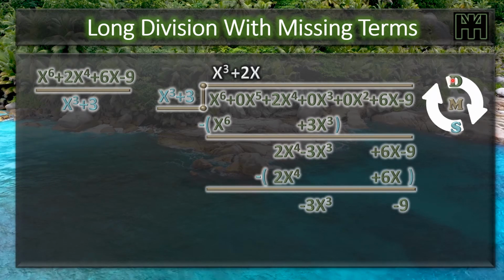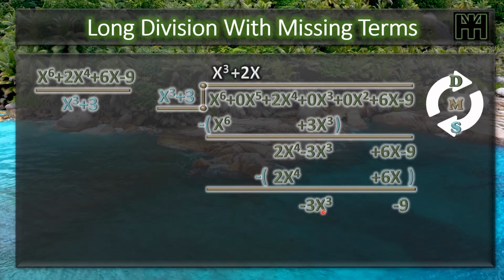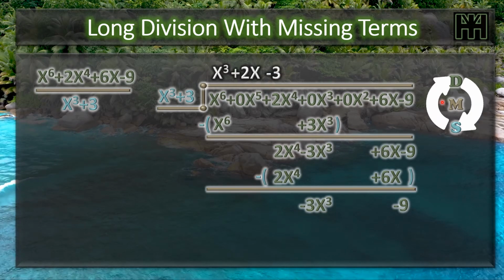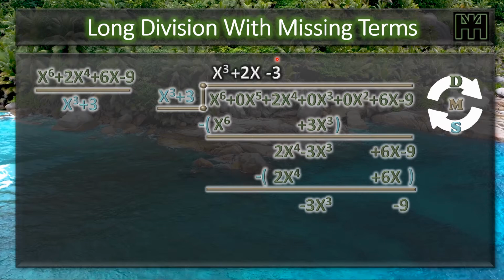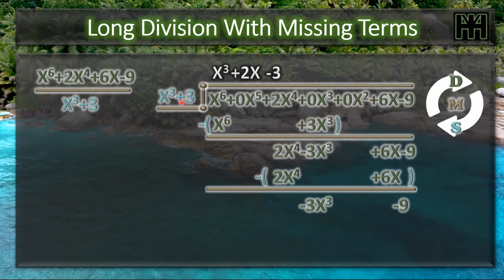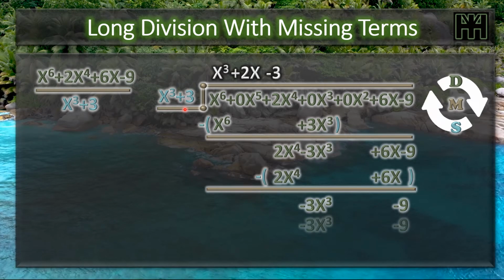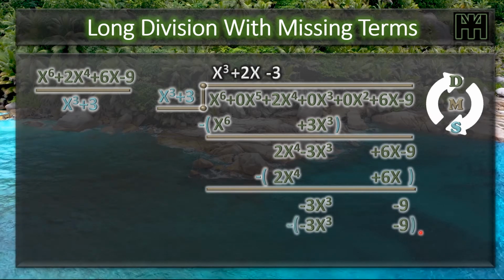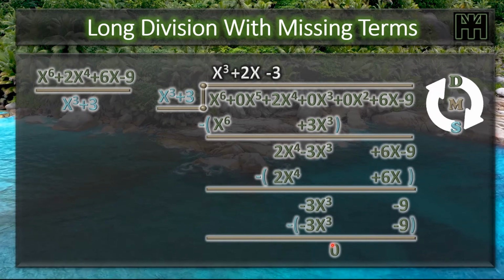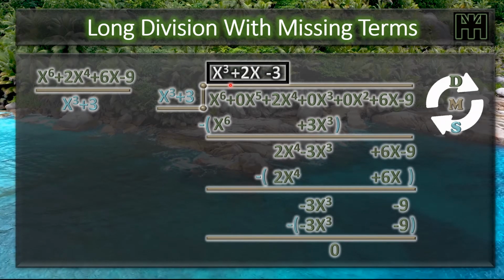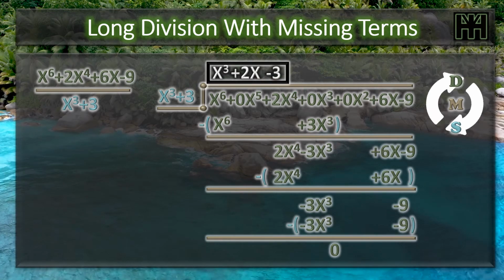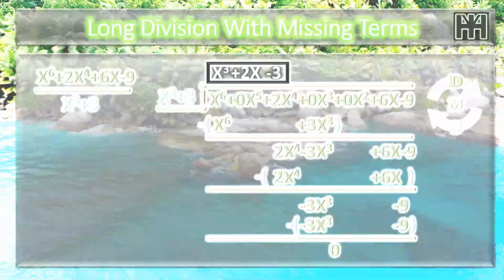So we'll go again, repeat to the divide. Negative 3x^3 divided by x^3 will be negative 3. Then to the multiply step, negative 3 multiplied by x^3 and by 3 will be negative 3x^3 minus 9. The same here. We will go to the subtraction. We will have 0. So the answer is x^3 + 2x - 3. Okay, ready for the next one?